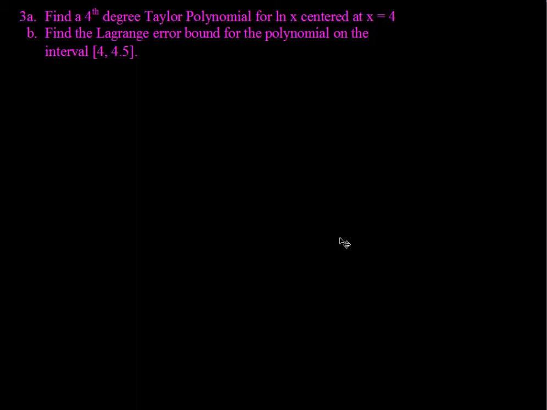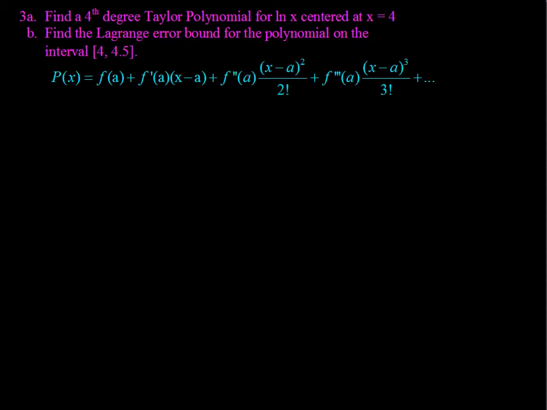So the problem statement says that we want to find a fourth degree Taylor polynomial for ln of x centered at x equals 4. First thing we need to do is write the general form of the Taylor series. So the general form you can see is p of x equals f of a plus f prime of a times x minus a plus f double prime of a times x minus a squared over 2 factorial plus f triple prime of a times x minus a cubed over 3 factorial, and so on. So we have that written down. I actually need one more term because they're asking us to deal with a fourth degree polynomial. That means we need to go up to the fourth power and the fourth factorial.